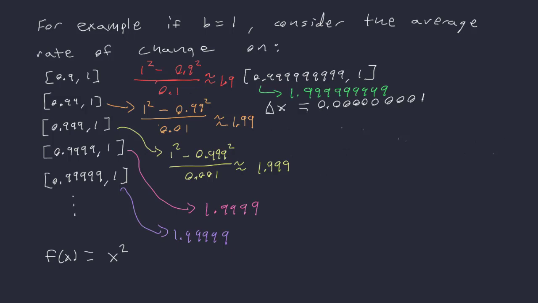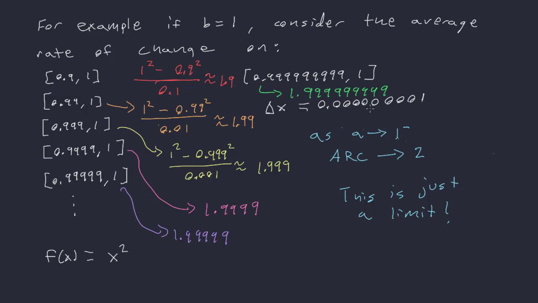Okay? So the takeaway here is as our A gets closer and closer to 1, and this is from the left, the average rate of change seems to be getting closer and closer to 2. All right, and this is where the limit comes in. This is just a limit.